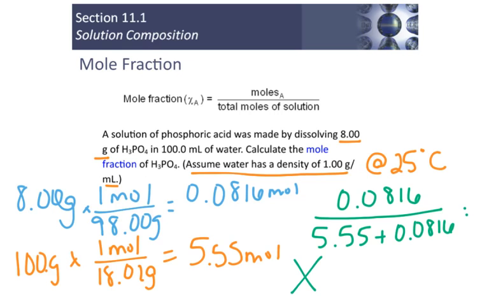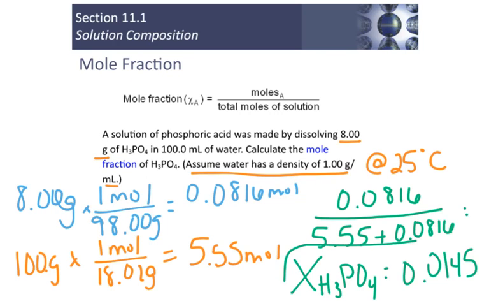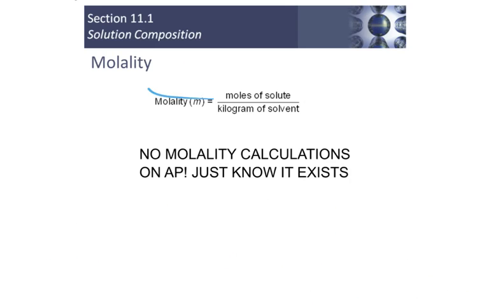This is, remember the big X, that's mole fraction, H3PO4 equals 0.0145. No units for mole fraction, but you need to make sure you label it like I did with the X, H3PO4, and the X is the Greek letter chi. All right. And, yep, can just ignore that.